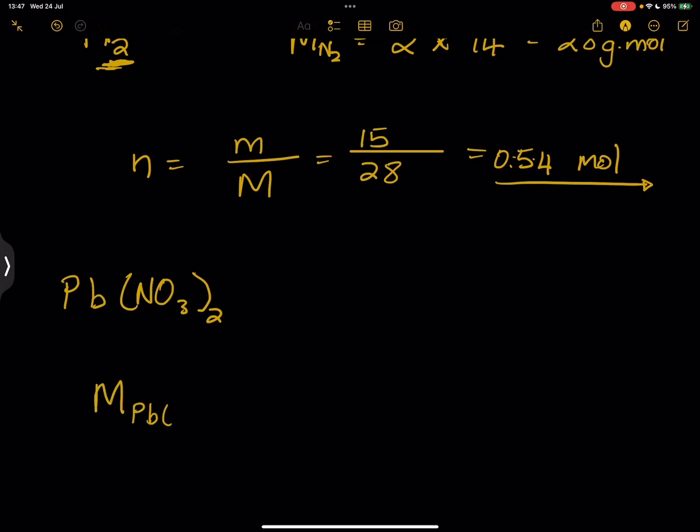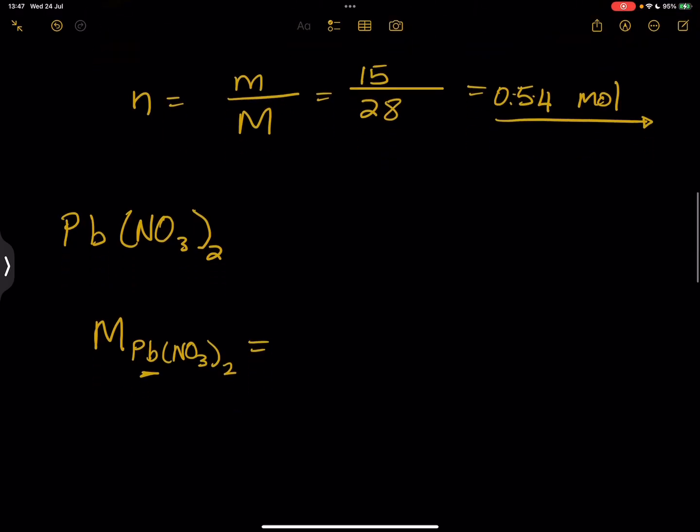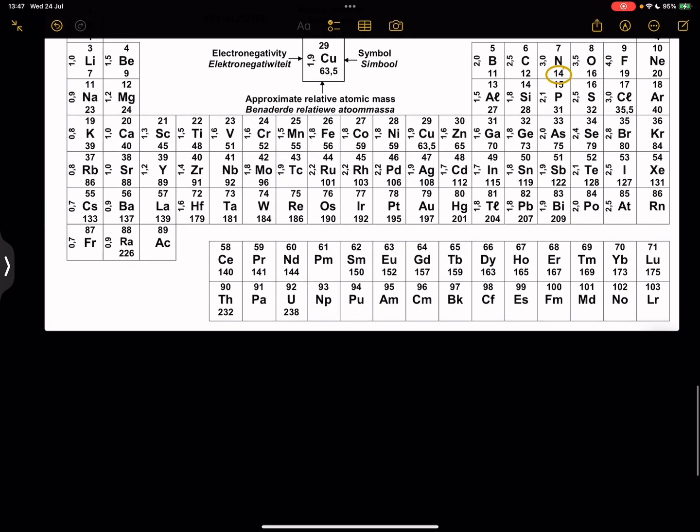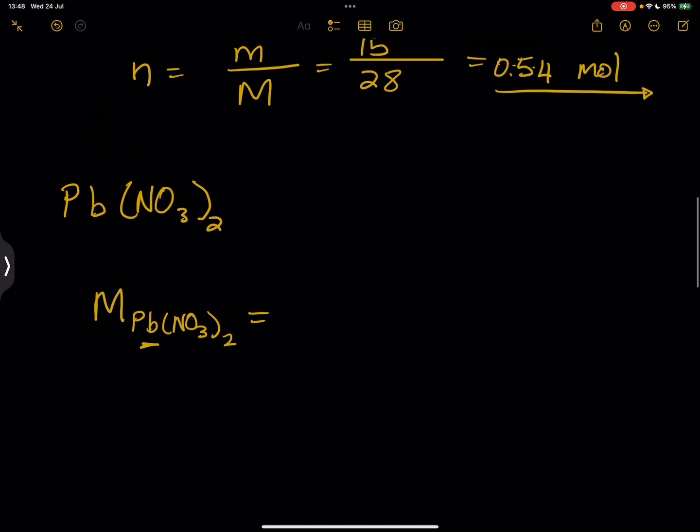Now notice, ladies and gents, what do we have? We've got lead, we've got nitrogen, we've got oxygen. So we're going to look for lead in our periodic table. There it is over there, and you can see the molar mass is 207. So we're going to say 207. And please remember, you do not multiply by the coefficient. I'll tell you why I'm saying that in just a little while.